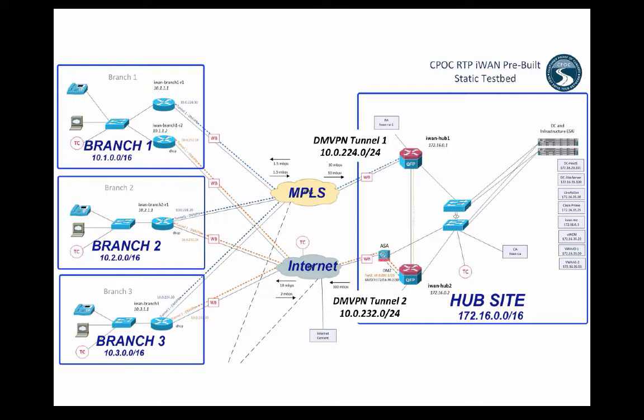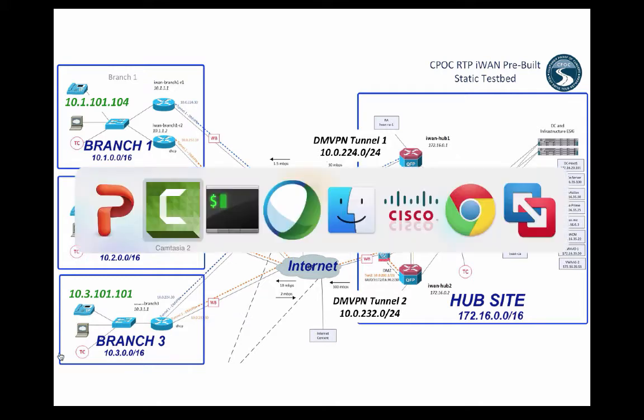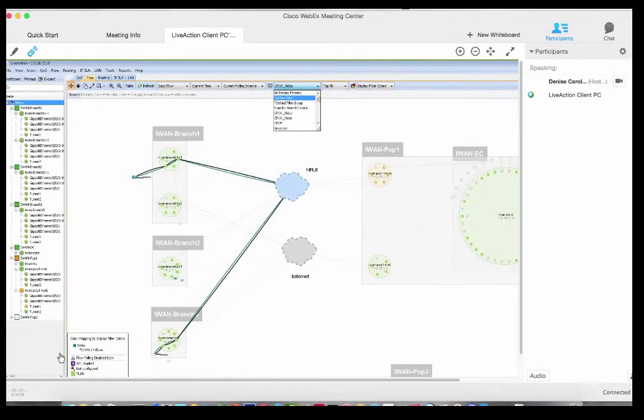Now we're going to focus on branch 1 and branch 3. If you look at the phone at branch 1, I have an IP address from a DHCP binding, 10.1.101.104. The phone over in branch 3 has 10.3.101.101. I have a voice and video phone call going between those two Cisco phones. Now let's go over to LiveAction and see a little bit about this.